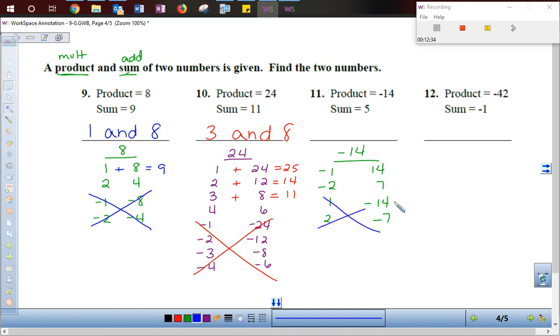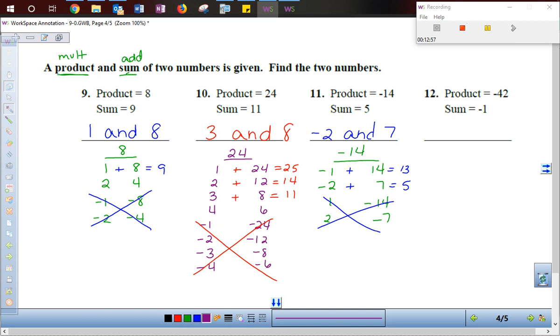So I can cross off these 4 at the bottom because the bigger numbers over here were negative. Let's see which two add together to give me a result of 5. Negative 1 and 14 add together to give me 13, and negative 2 and 7 add together to give me 5. So my two factors are negative 2 and 7.